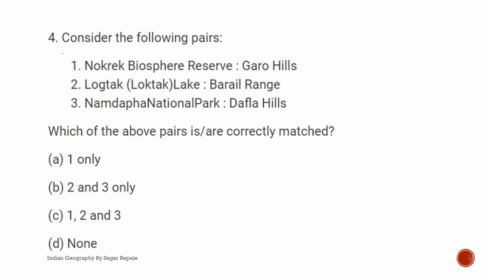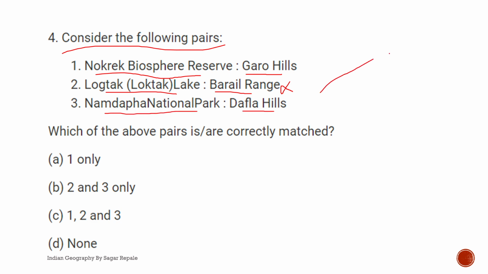Next question, fourth question, consider the following pairs. So simple question, Nokrek Biosphere Reserve, it's located in the Garo Hills. So we are yet to see this part. Loktak Lake, it's in the Barail range. So we have just seen it's not in the Barail range, it is in the Manipur Hills. Then Namdapha National Park, Dafla Hills. So we know Dafla Hills, they are located in the state of Arunachal Pradesh.